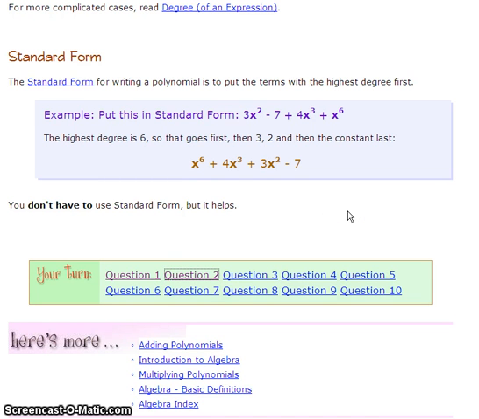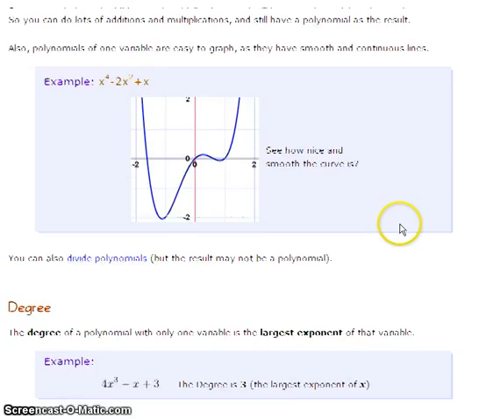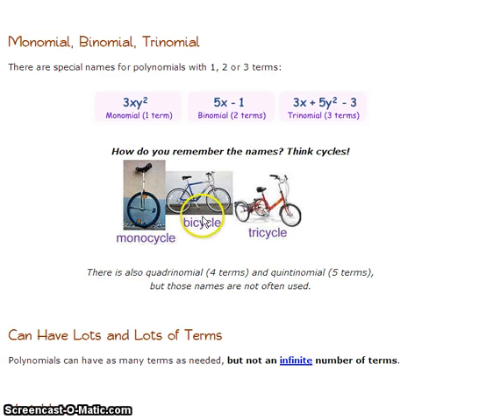So if it has 1 term, it's a monomial. If it has 2 terms, it's a binomial. And if it has 3 terms, it's a trinomial. Just like a monocycle has 1 wheel, a bicycle has 2 wheels, and a tricycle has 3 wheels. The polynomials monomial, binomial, and trinomial work the same way. Monomial has 1 term. Binomial has 2 terms. Trinomial has 3 terms.